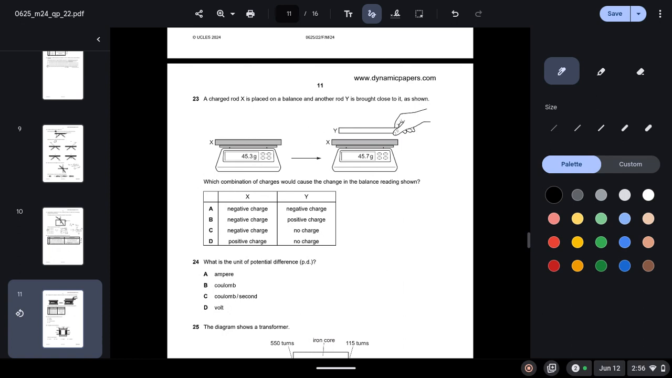A charged rod X is placed on a balance and another rod Y is brought close to it as shown. Which combination of charges would cause the change in the balance reading shown? So we can see that there is an increase in the reading, 0.4 grams of increase. So when will this happen? When a force is being exerted on the balance, a downward force is being exerted. And when will that happen? When X and Y will repel each other. So they will exert a force against each other, and that will only be possible when there are two negative charges.